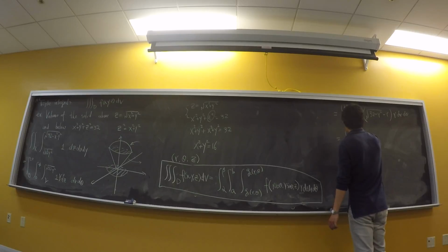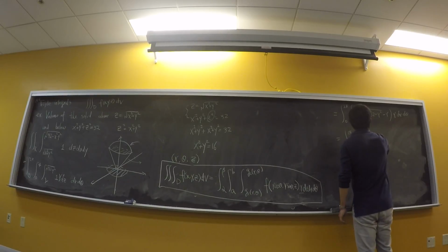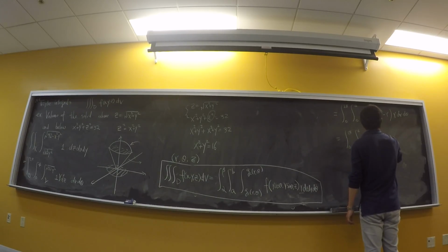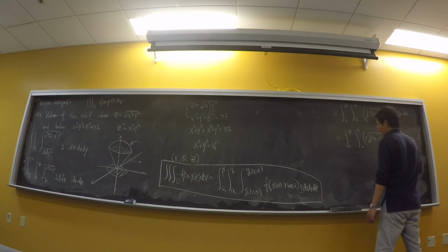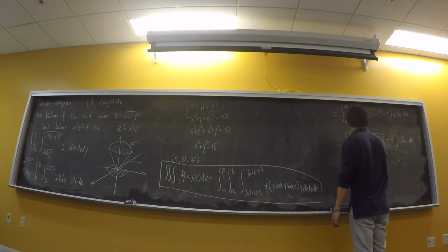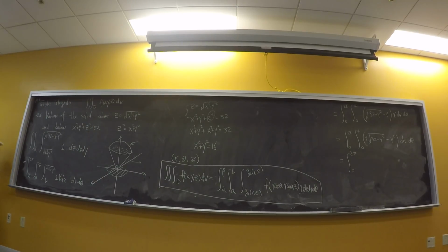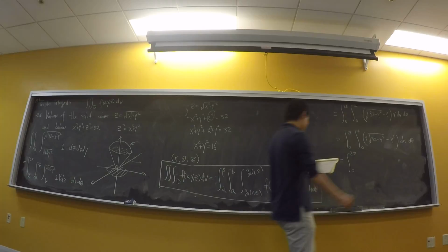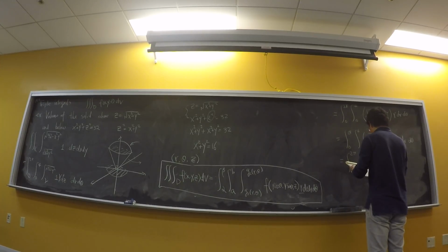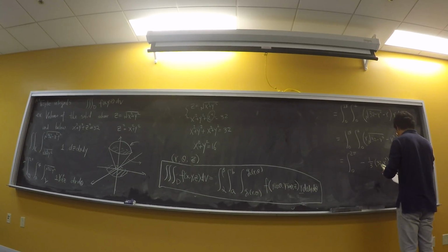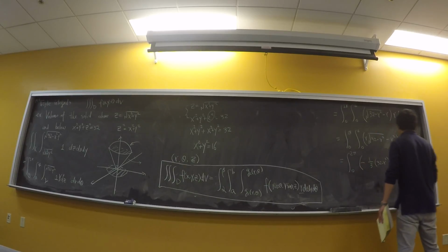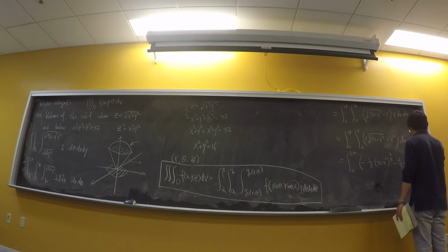So from 0 to 2 pi, from 0 to 4, it's r times the square root of 32 minus r squared, minus r squared, dr d theta. I need to find the antiderivative function for the inside, which I have already done before I came to today's class. I find it as minus 1/3 (32 minus r squared) to the 3/2, minus 1/3 r cubed. Then evaluating from r equals 0 to r equals 4.